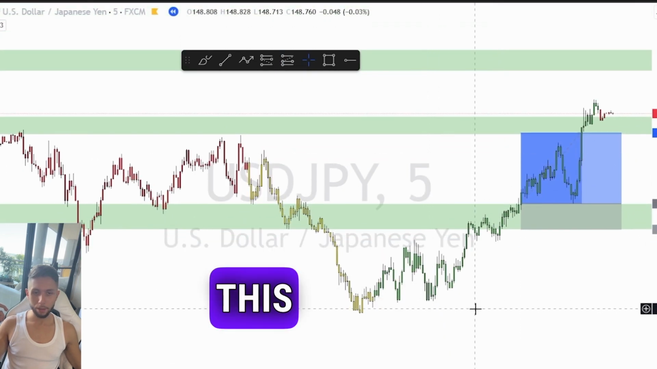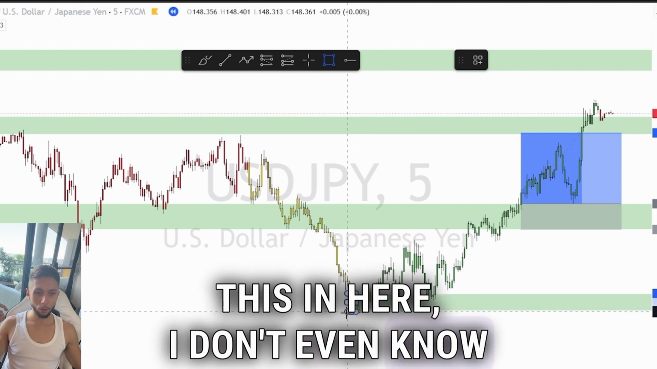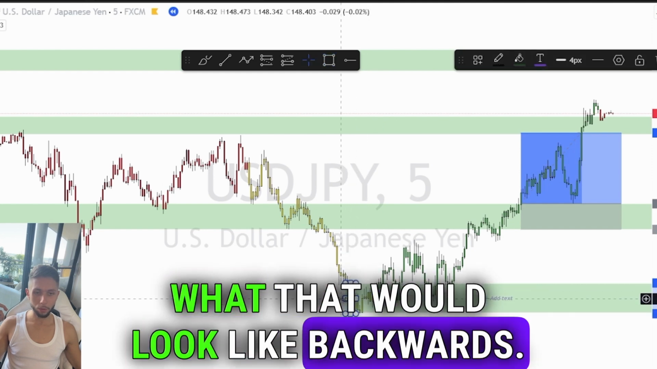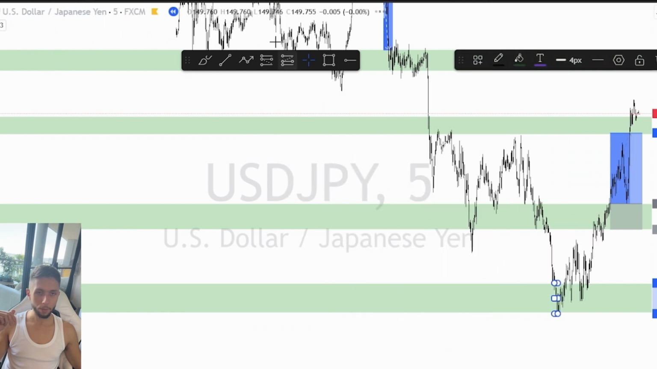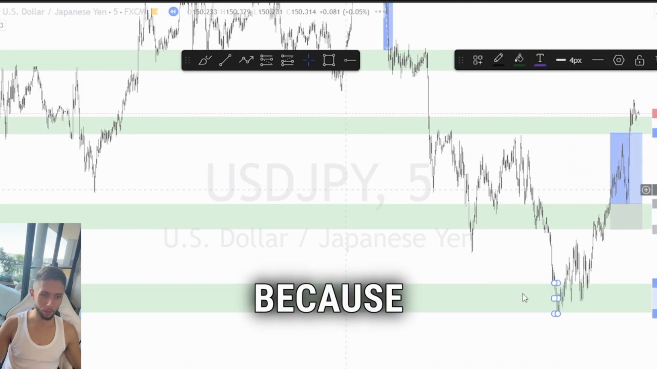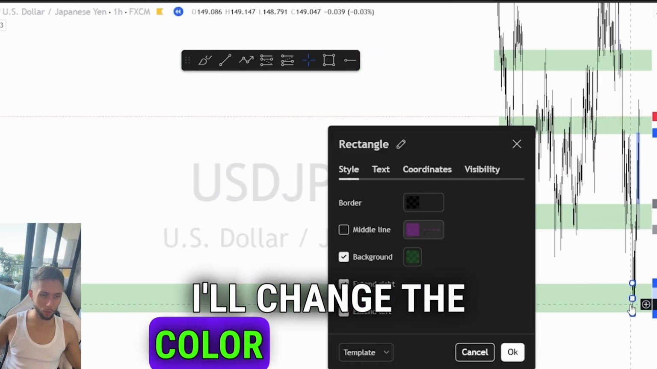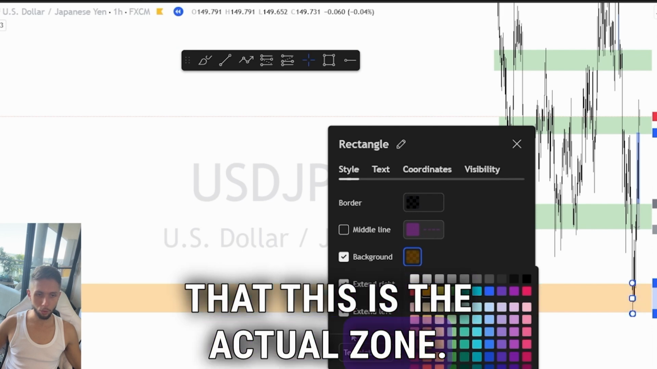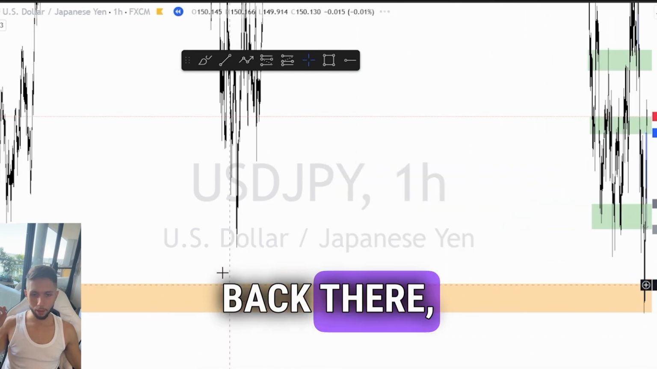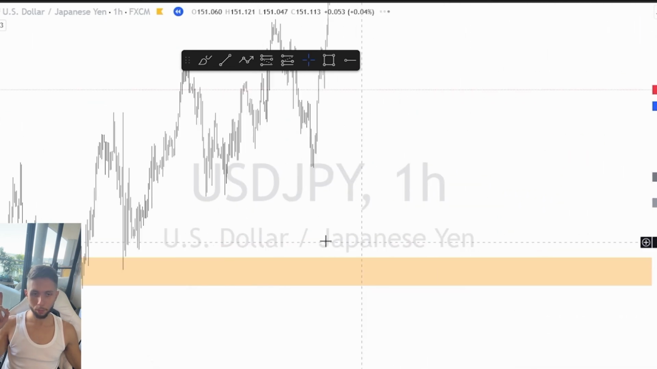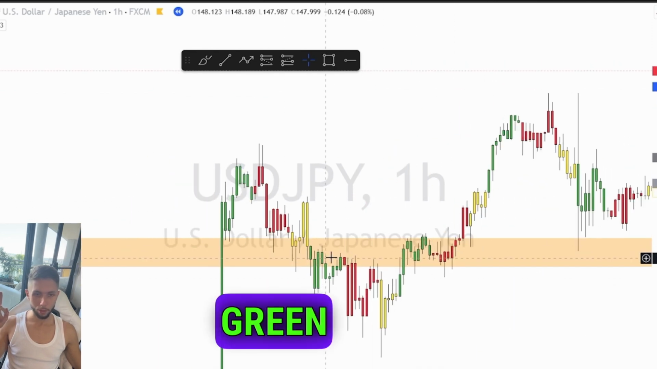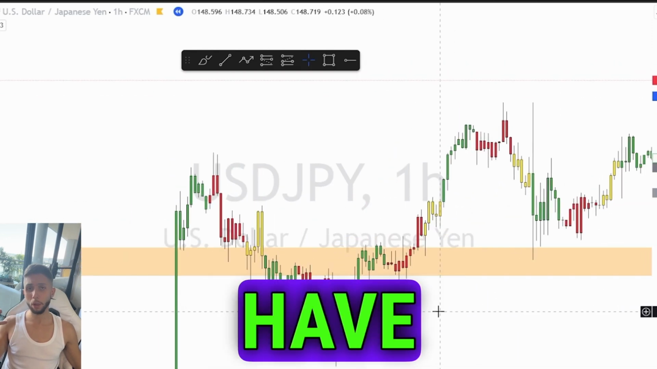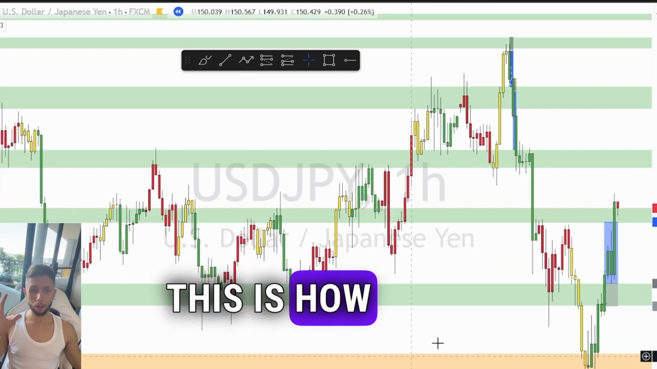This in here, I don't even know what that will look like backwards, but if I trace back the zone to the left, I'll go on a higher time frame just because we want to see this. I'll change the color so you know that this is the actual zone. I'm sure that back there, this will be a green zone somehow. See, green zone. So areas that green candles have been respecting. This is how crazy this is.